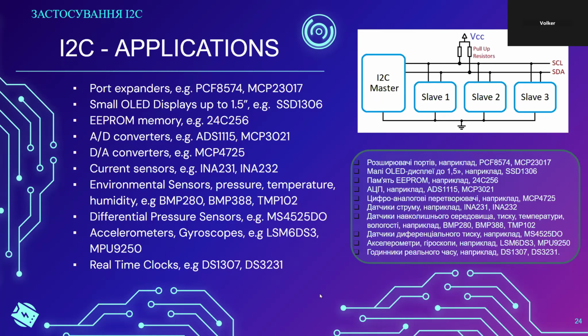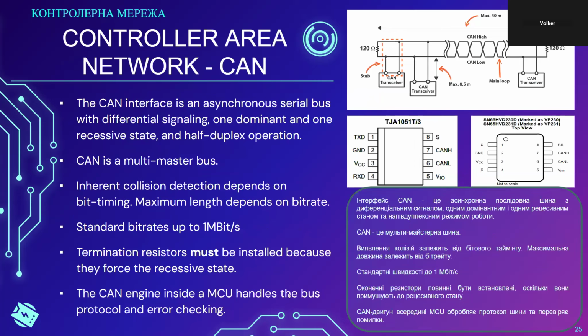Okay, I'm moving on to the CAN interface. The CAN interface is an asynchronous serial bus with differential signaling, one dominant and one recessive state, and half duplex operation. CAN is a multi-master bus. That is what makes it special. The CAN bus has an inherent collision detection that is based on message priority. That depends on bit timing.